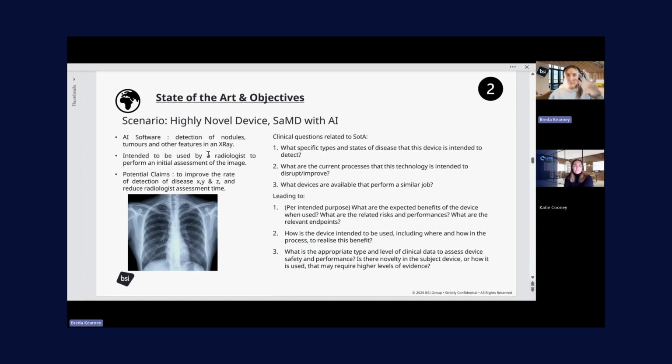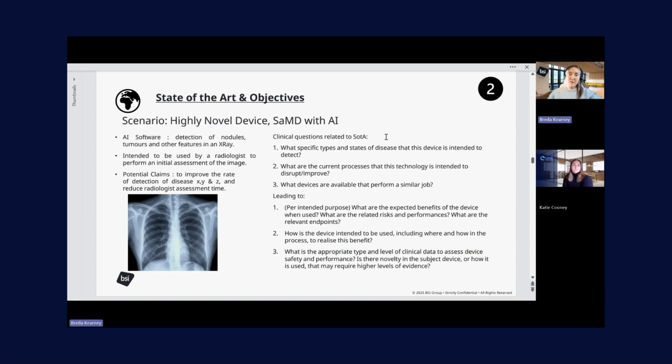So if that's my device, the questions that I'm asking when I'm doing my SOTA are: what specific types and states of disease is this device intended to detect? So you're looking at what clinical conditions it's going to detect. What are the current processes that this technology is intended to disrupt or improve? So what's currently out there and what will my technology do? How will it compare? And then what devices are available that perform a similar job? So who are my competitors essentially?